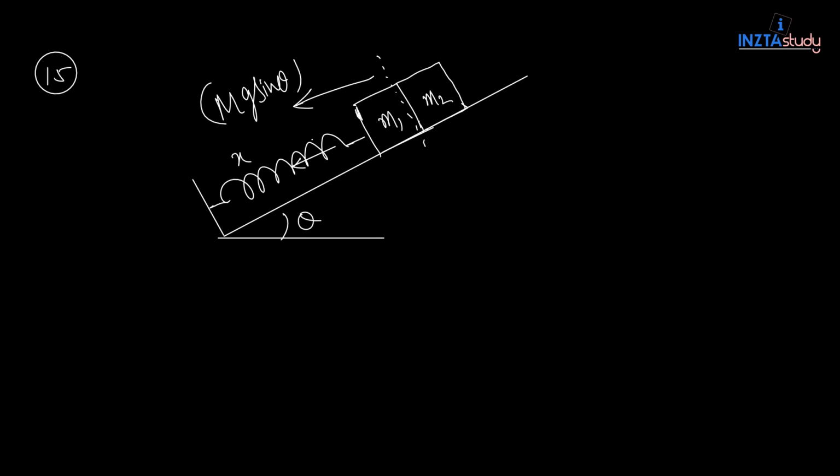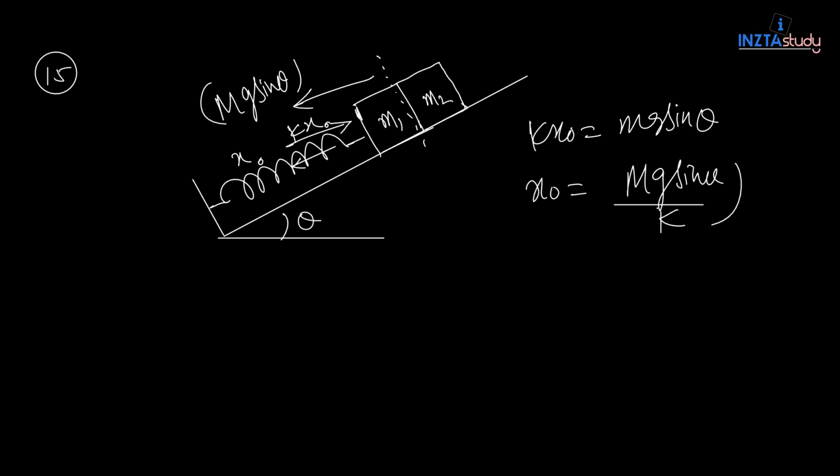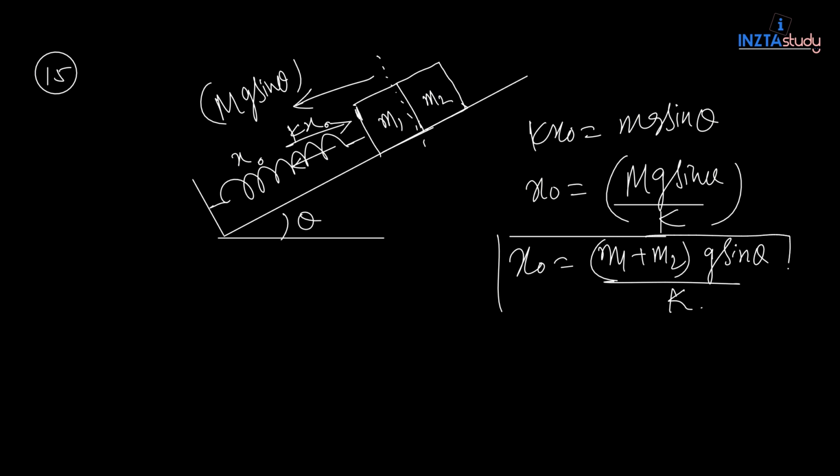Let that compression be x naught, so it will exert a force of kx naught to balance it. So kx naught will be mg sine theta, so x naught will become mg sine theta by k. And what is this m? M is the total mass of the system, that is (m1 plus m2) into g sine theta by k. This much the spring would have compressed to balance this weight.